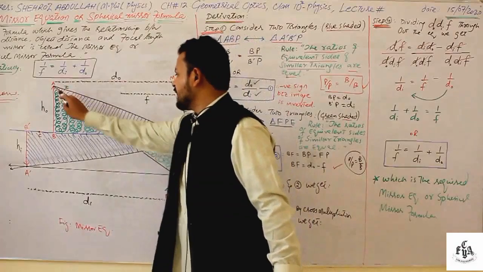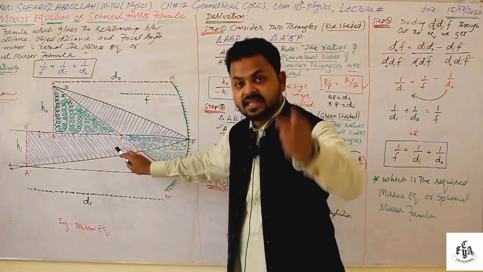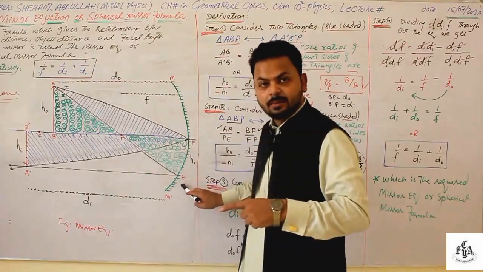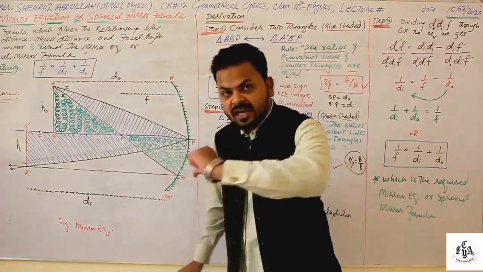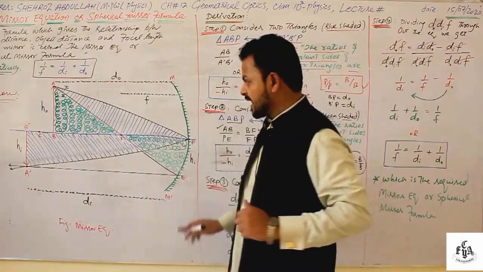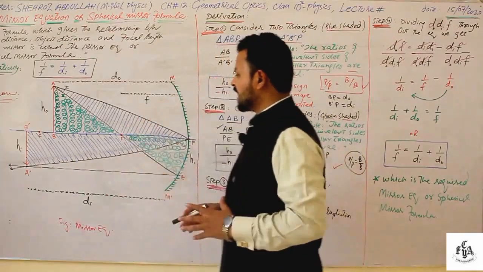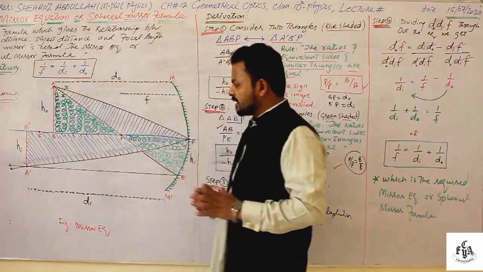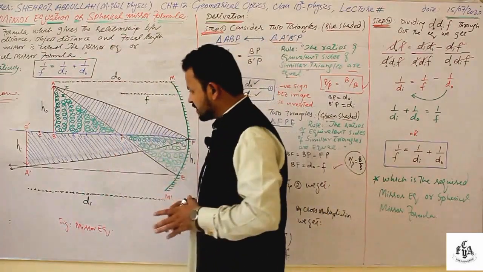Secondly, the second ray comes and passes through principal focus. According to the rules, it first passes through principal focus, then strikes the mirror at point E and becomes parallel to the principal axis. Now, let me show what is d naught, what is F, what is di. This was the thing.